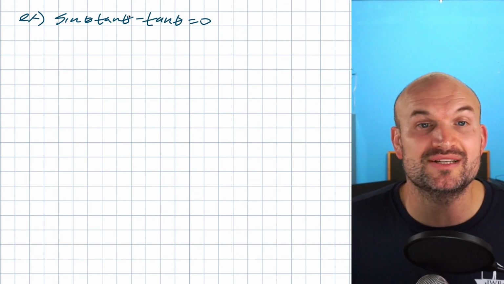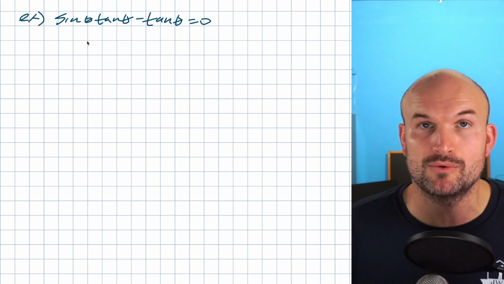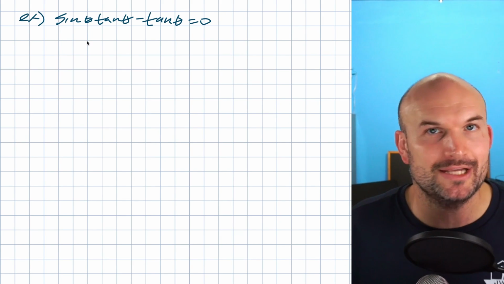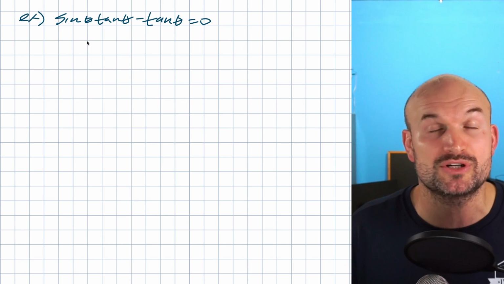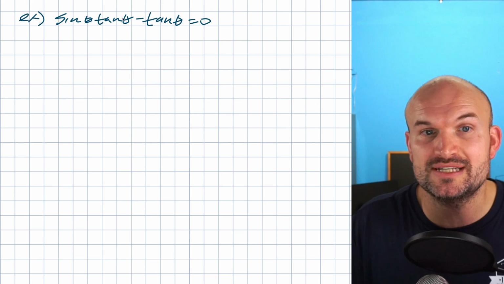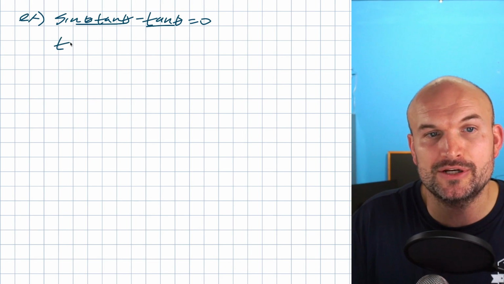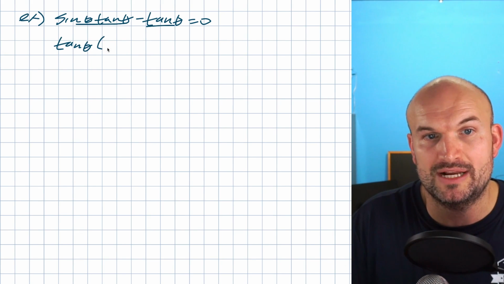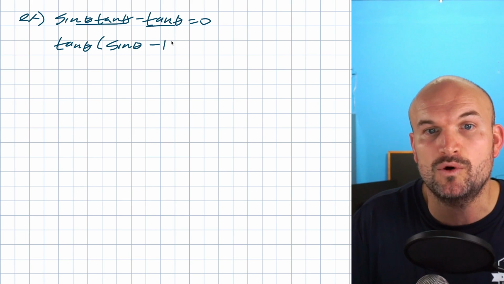Now, in this next example, you can see that I have multiple trigonometric functions. So when you have multiple trigonometric functions, you can't use your inverse operations like we did before. What you're going to want to do is either simplify them or look to factoring. And in this case, you can see that they both share a tangent of theta. So what I'm going to do is factor out a tangent of theta. When I do that, I get sine of theta minus 1 is equal to 0.